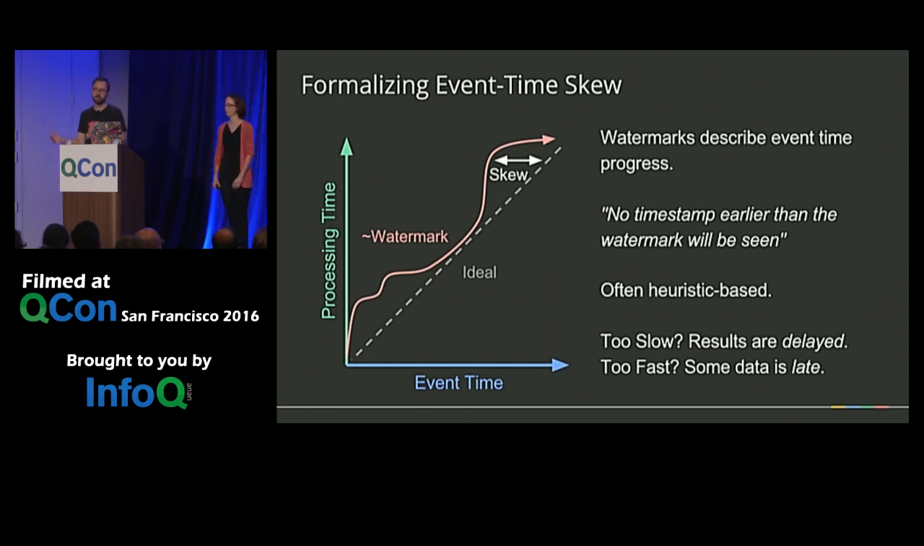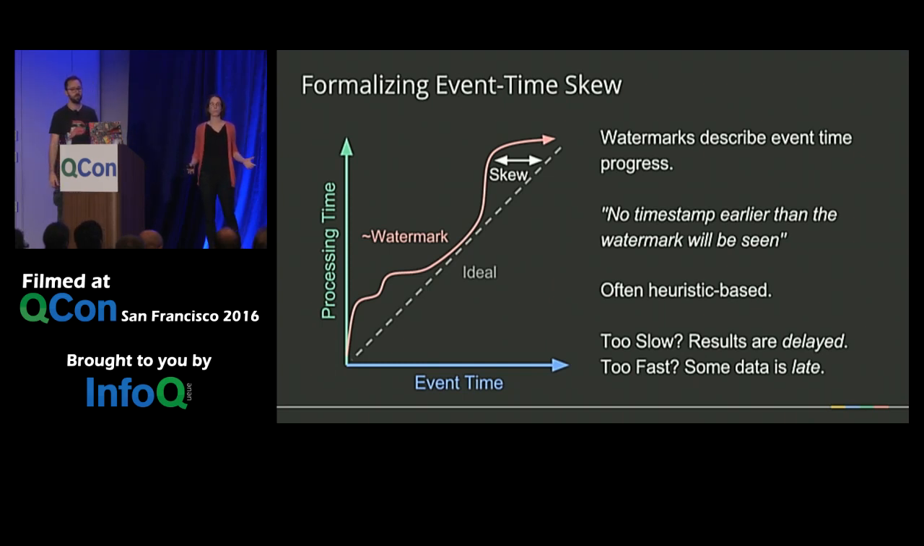And then the other problem is that they can be too fast. When you're using these heuristic watermarks, doing your best to estimate completeness, it's still an estimate. And when that estimate is wrong, you may end up getting events that show up late, and you've got to figure out, what am I going to do with these? Am I going to throw them away? Am I going to incorporate them somehow?